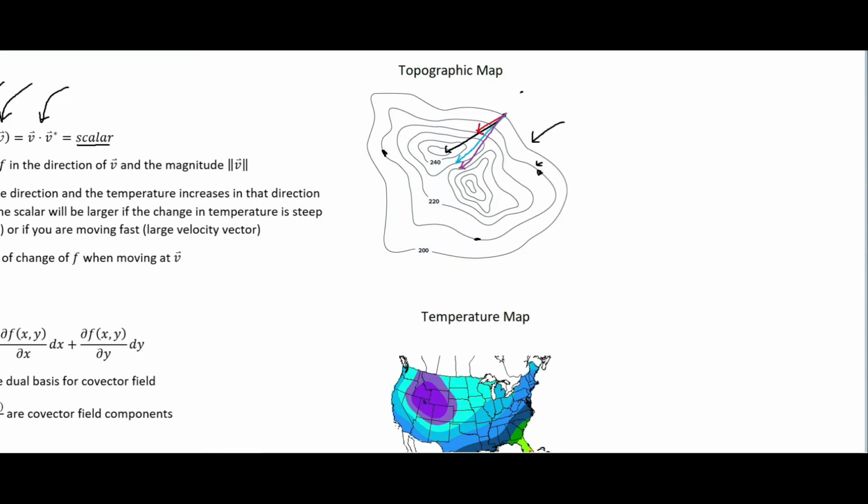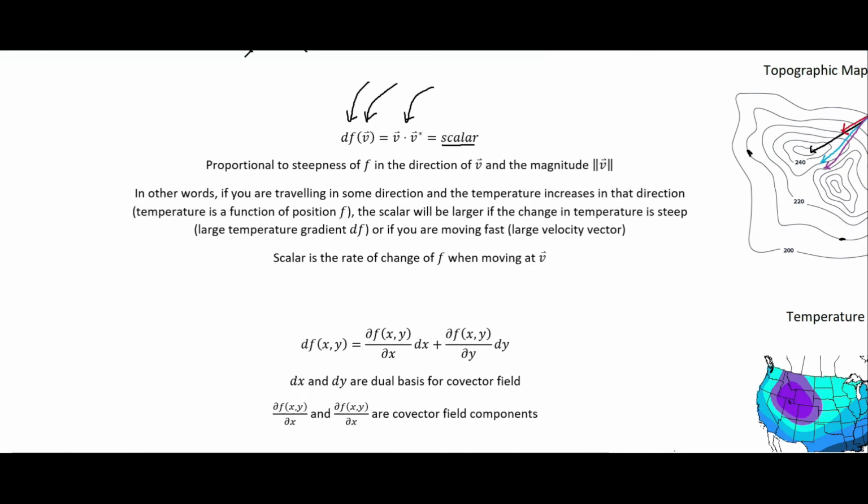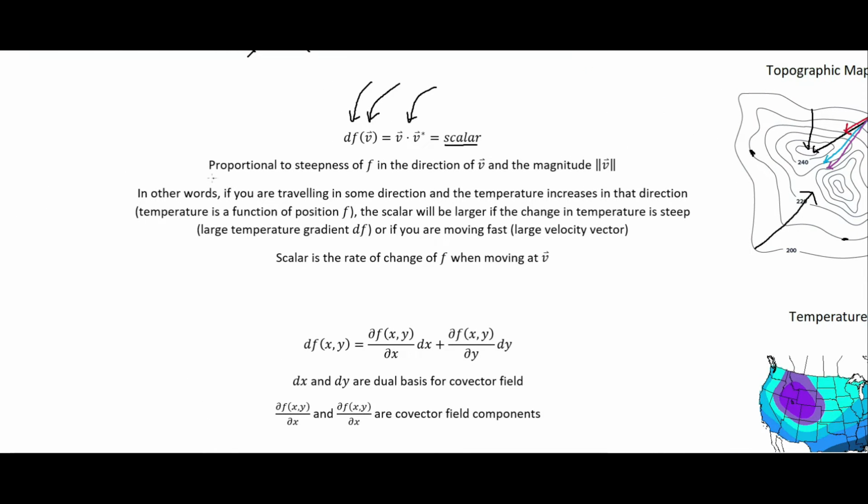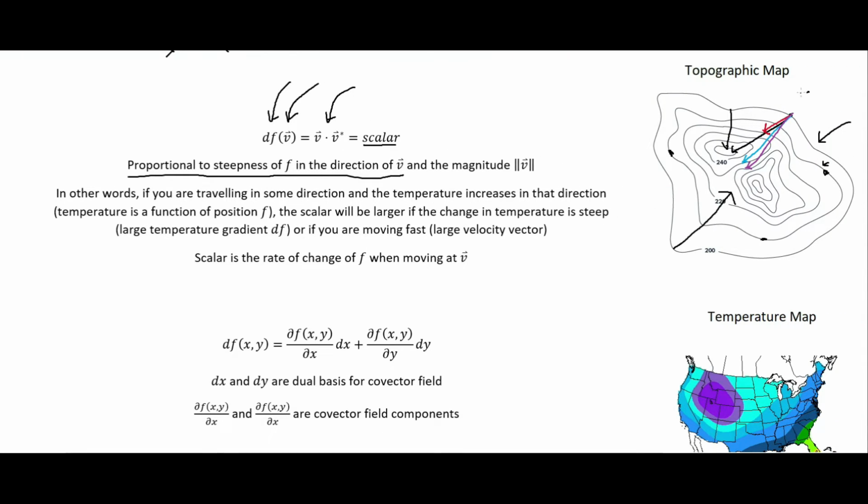And so what I have written here is proportional to steepness of f. So the steepness of f is essentially how close together each of these lines are. Right here is steeper, say, than right here, because these lines are closer together. So the scalar is going to be proportional to the steepness of f in the direction of v, in the direction of our vector. So that is what I was talking about at that point right there, and the magnitude of our vector, and that's the difference between the black and the red lines there.